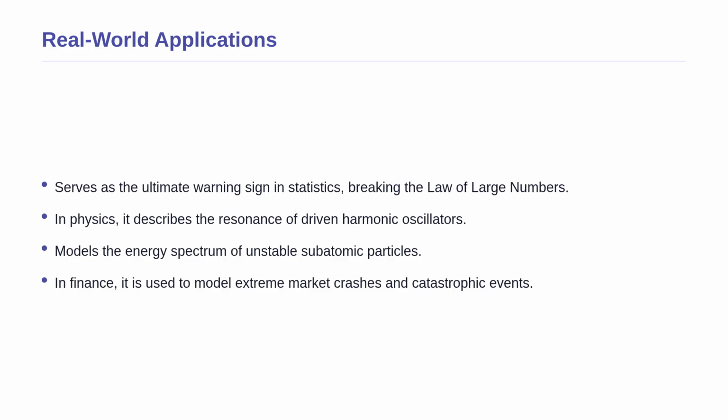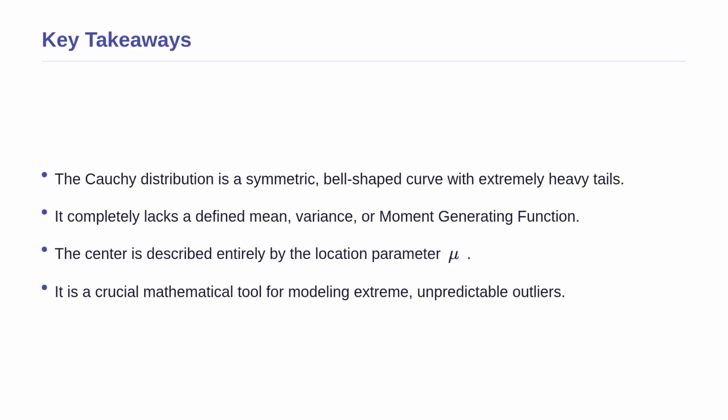To summarize our journey, the Cauchy distribution is a symmetric, bell-shaped curve famous for its extremely thick, heavy tails. Because these tails produce massive outliers so frequently, the distribution completely lacks a defined mean or variance. Instead, we rely on its location parameter to find the median and mode, and its scale parameter to understand its width. You have now mastered a crucial mathematical tool for modeling extreme, unpredictable events across physics, finance, and beyond.